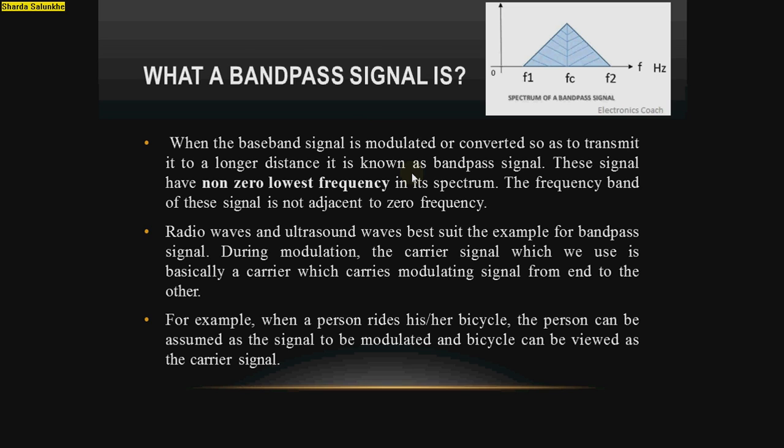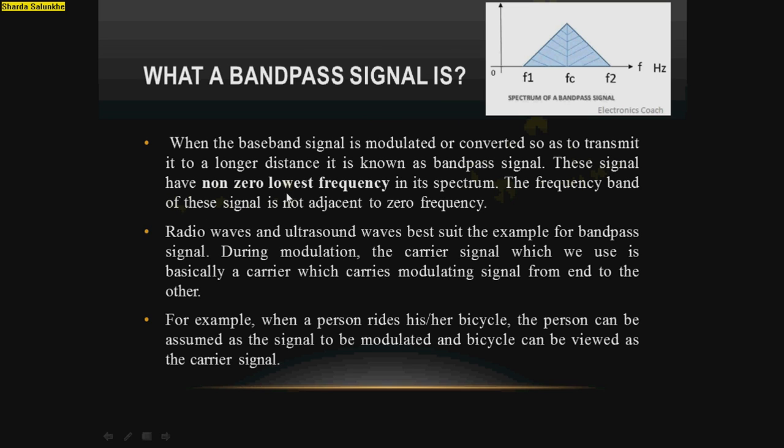Next, bandpass signal. When the baseband signal is modulated or converted so as to transmit it over a longer distance, it is known as the bandpass signal. That is, the baseband signal is converted for transmission purposes. That signal can be called a bandpass signal.